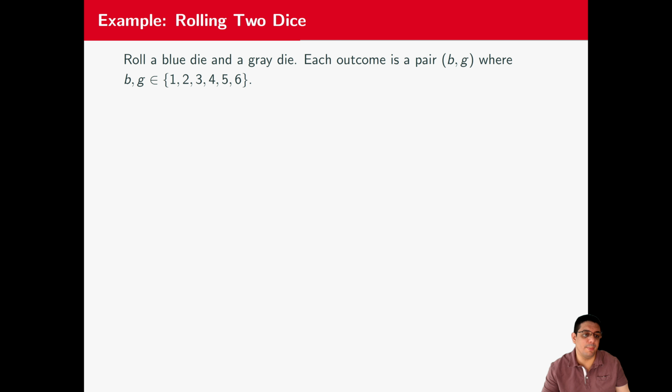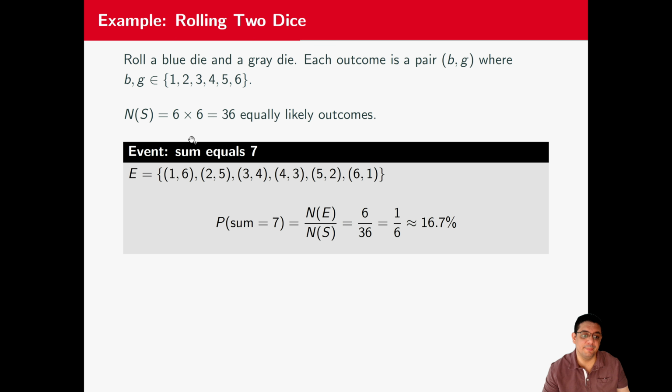Okay. So let's check another example with rolling dice. Let's assume that we have a couple of dice, one blue and one gray, and each outcome is a pair that I can call (B, G), where B and G come from 1, 2, 3, 4, 5, 6. Now, the total number of possible outcomes is going to be 36, equally likely, since one die is not going to have better probabilities than the other.